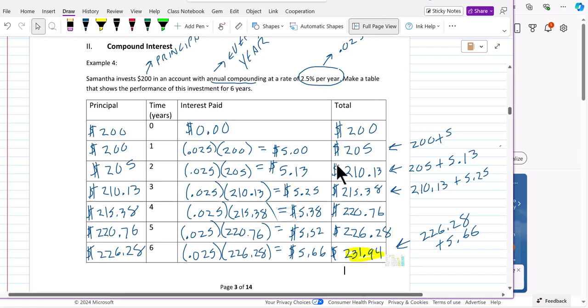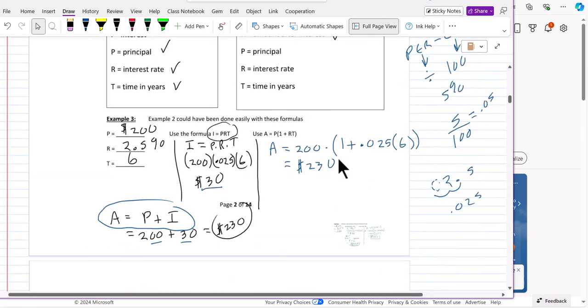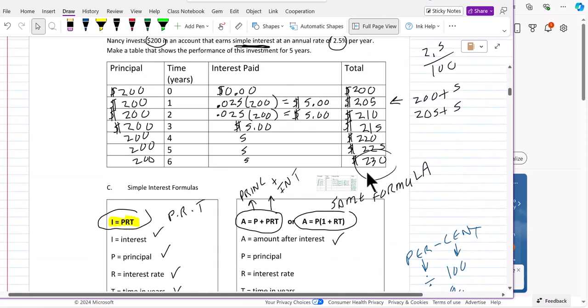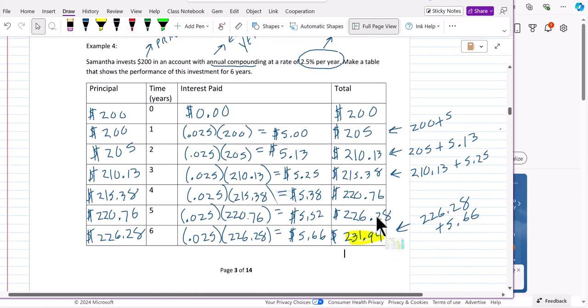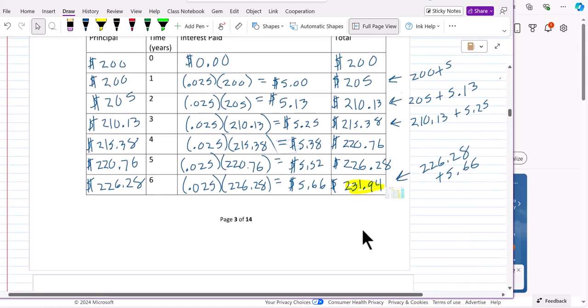So if you look at simple interest on page 2, notice that we got $230. With simple interest, the principal remains the same, the interest remains the same. In this case, we just kept going up $5. Okay. Compound interest works to your advantage. If you're doing a savings or an investment, you're making a little bit more money. So we actually made $1.94 more than we did with simple interest. Okay, any questions? Okay, very good.